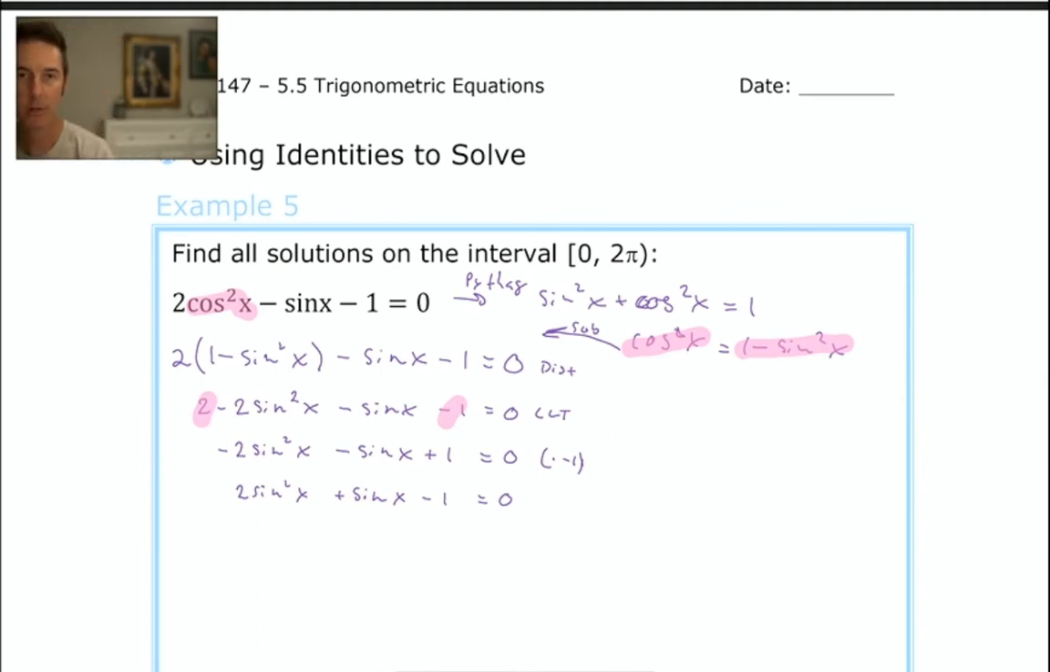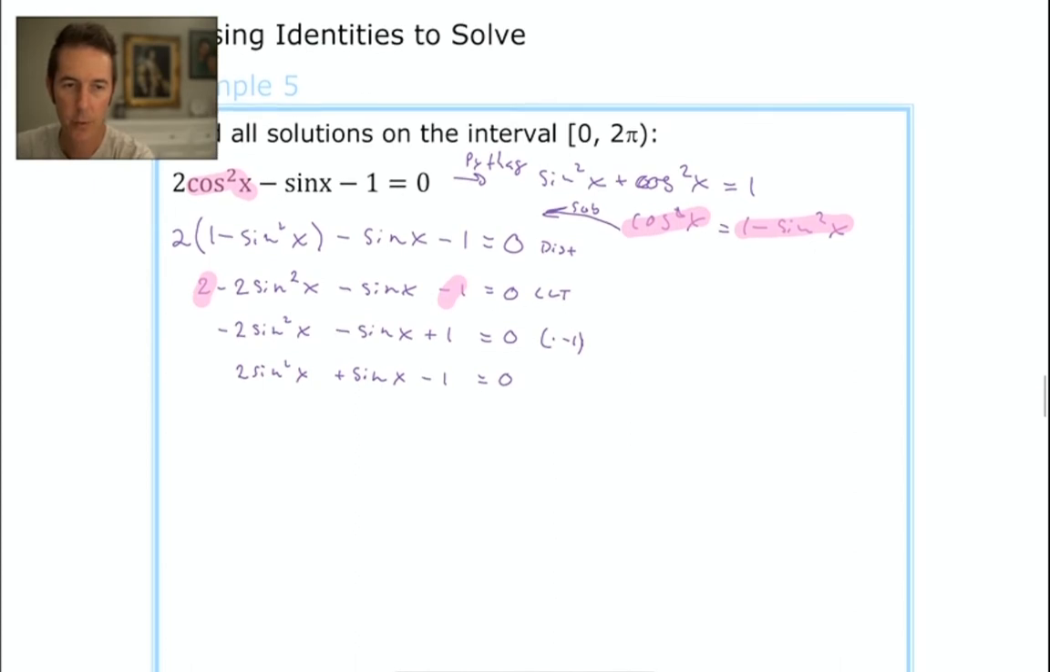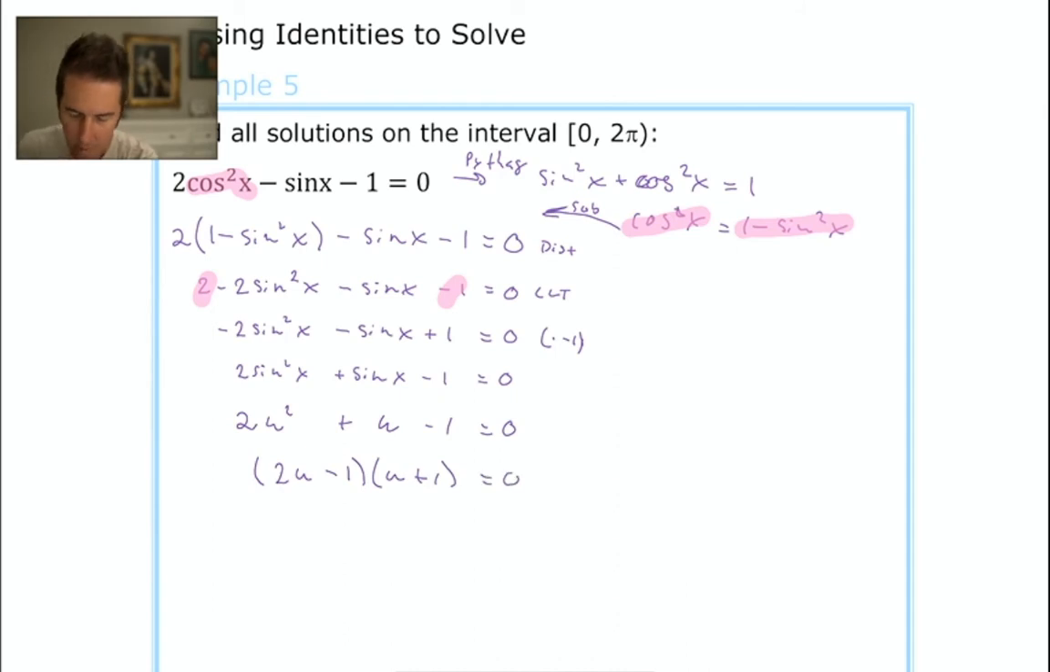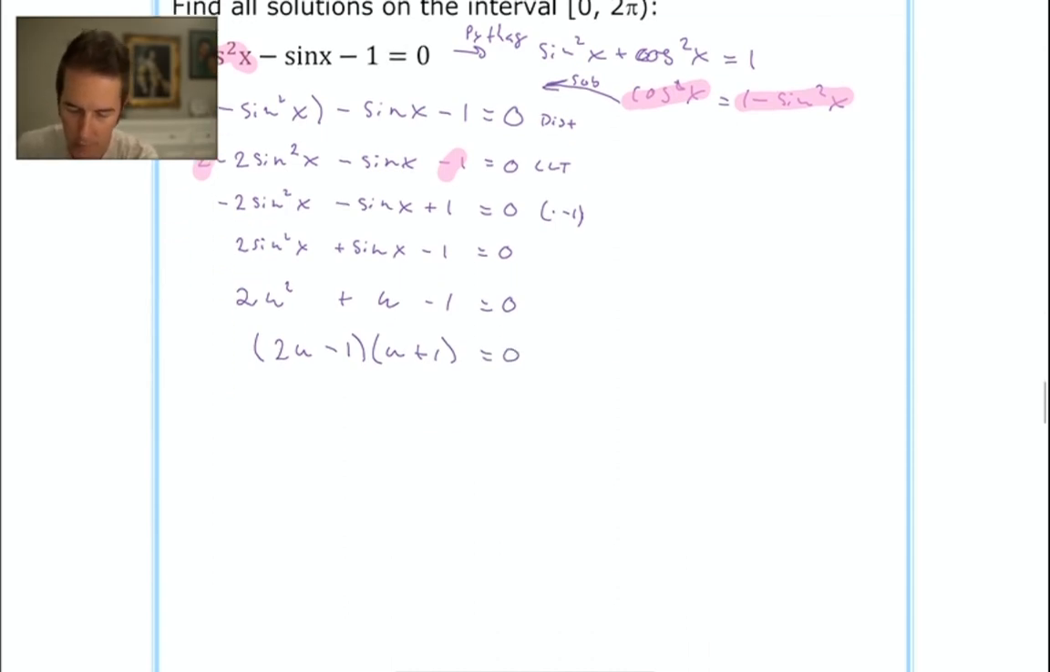Unbelievable. All right, well, I should have taken note of what those solutions were in the previous problem, but it doesn't hurt for us to practice this again. I'm going to use some u substitution. I'm going to write this as 2u squared plus u minus 1 equals 0. And then we can factor 2u minus 1 and a u plus 1 equals 0. Then we can set each one of those factors equal to 0.